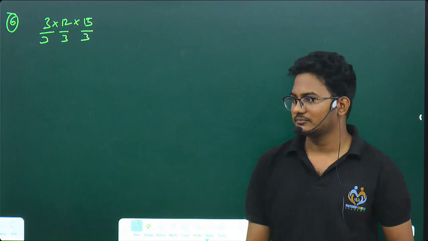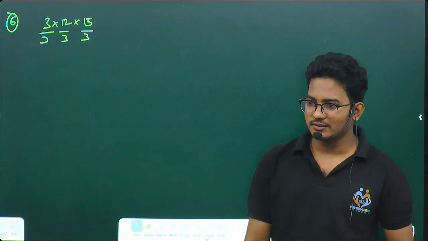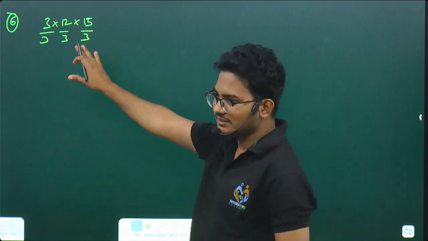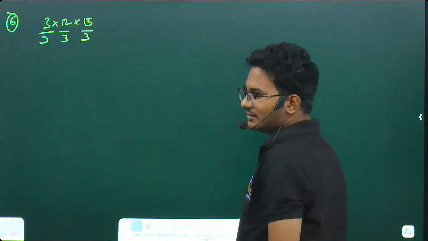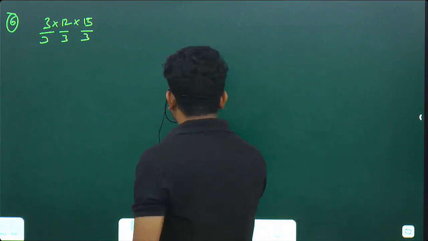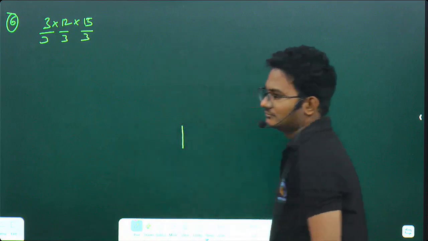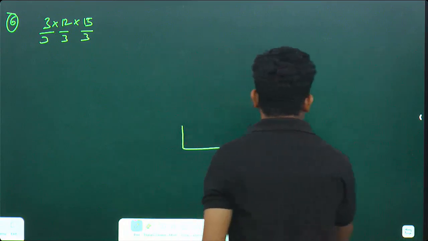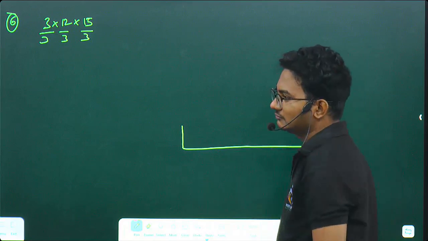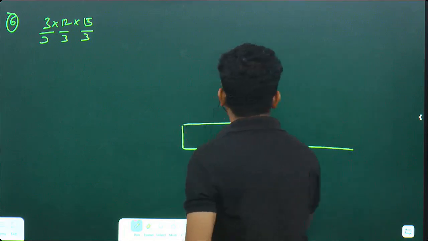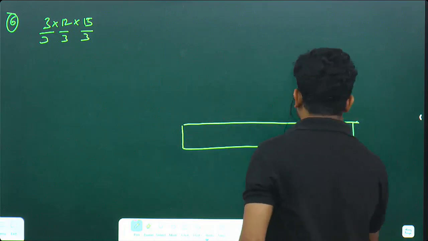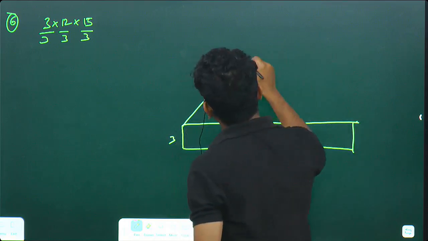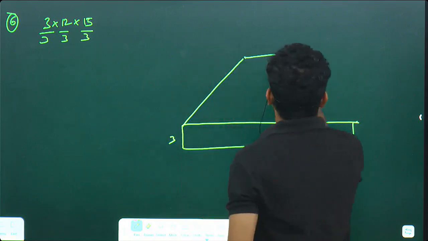How? For that, we need to see the figure first. So imagine this. 3 centimeters, 3 centimeters, 12, 12. Or else take this as 15 and this as 3. Now this is 12, this is 12.